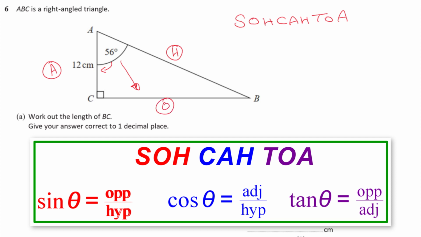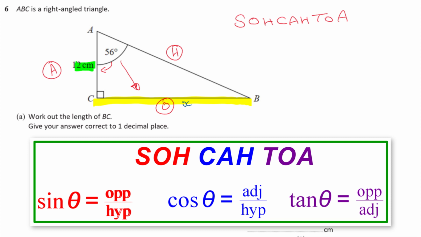Okay, now in this triangle I have been given the adjacent, and I've been asked to find the length BC, which is the opposite. Okay, so I wasn't given a letter, so I think I'm going to give it a letter. I'm going to call it X. Okay, that's the one I want to find. So I want the opposite, and I've been given the adjacent.